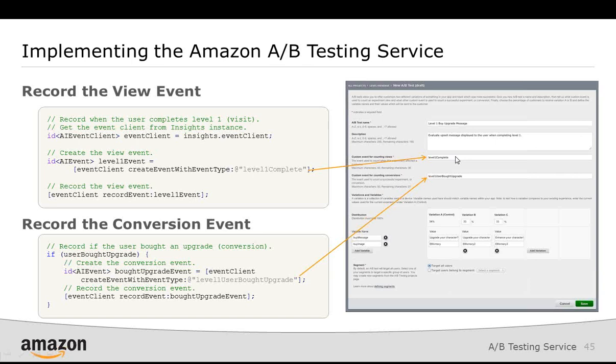The next step is to record the corresponding conversion event, and this again indicates to the A/B testing service that the customer has completed the desired action, the conversion. In this case, we're using level 1 user bot upgrade, which again corresponds to the name of that event that we specified in the setup.